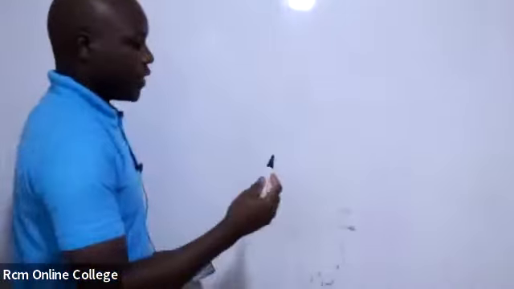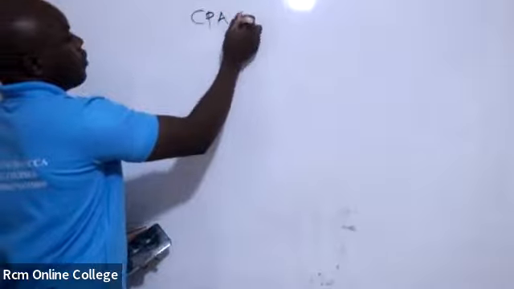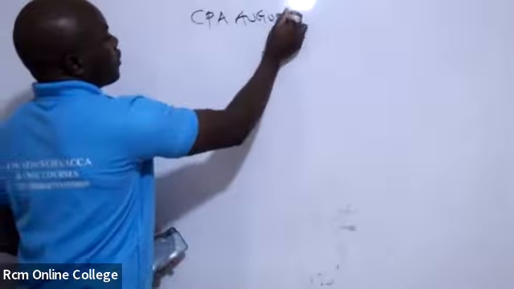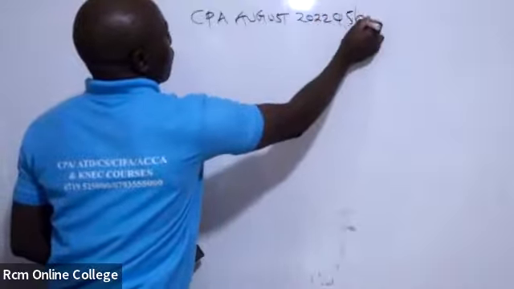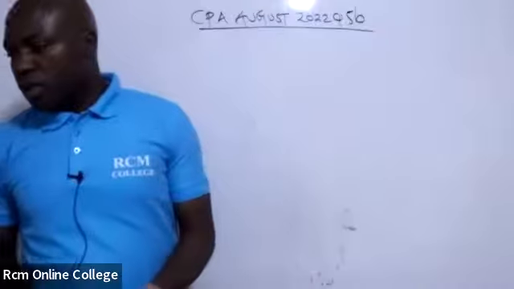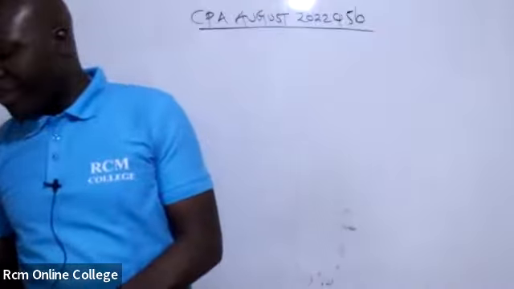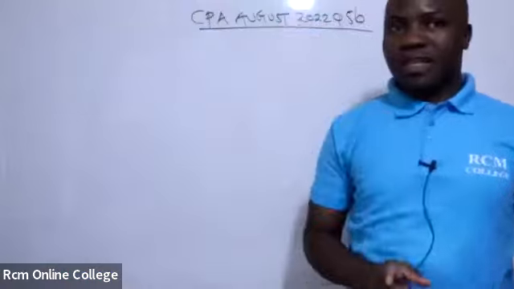Thank you. So if you look at that question, that is a CPA, August 2022, question number 5B. We are supposed to deal with the variances, and in variances, you just need to know the formulas.